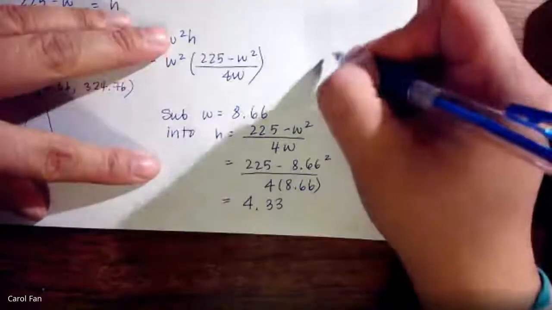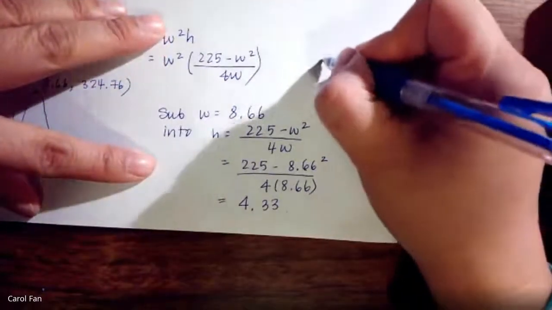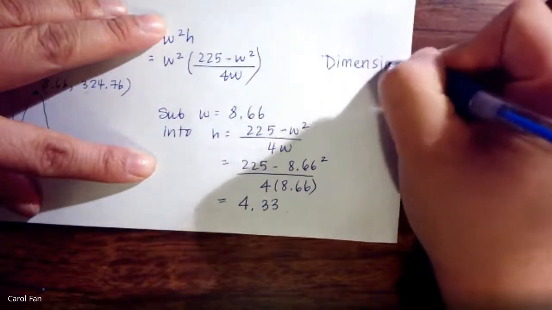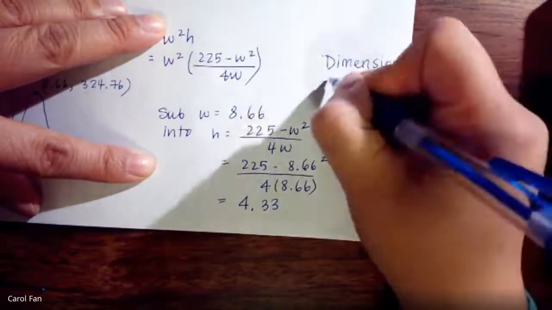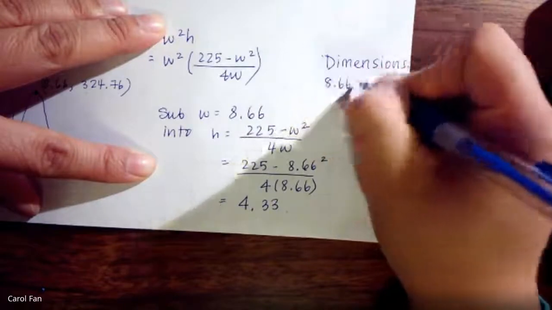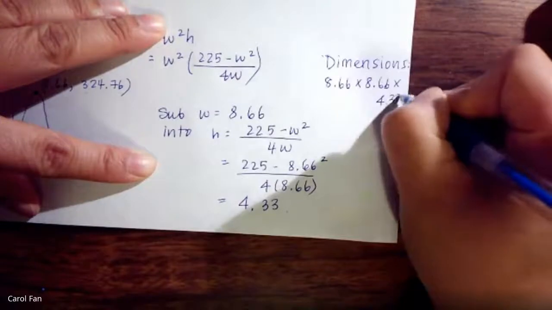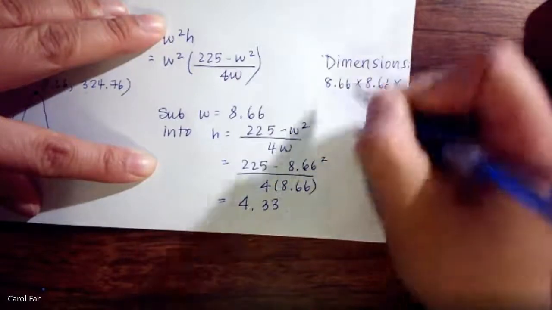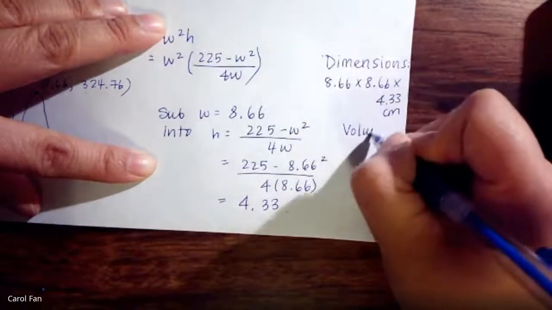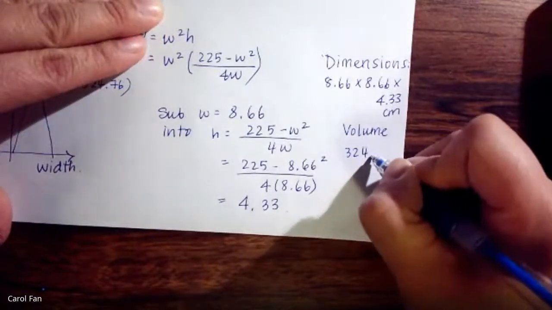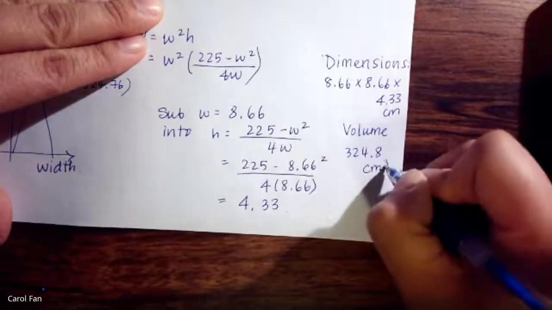So, with the conclusion, the dimensions will be 8.66 times 8.66 times 4.33 centimeters. And the maximum volume is going to be 324.8 centimeters cubed.